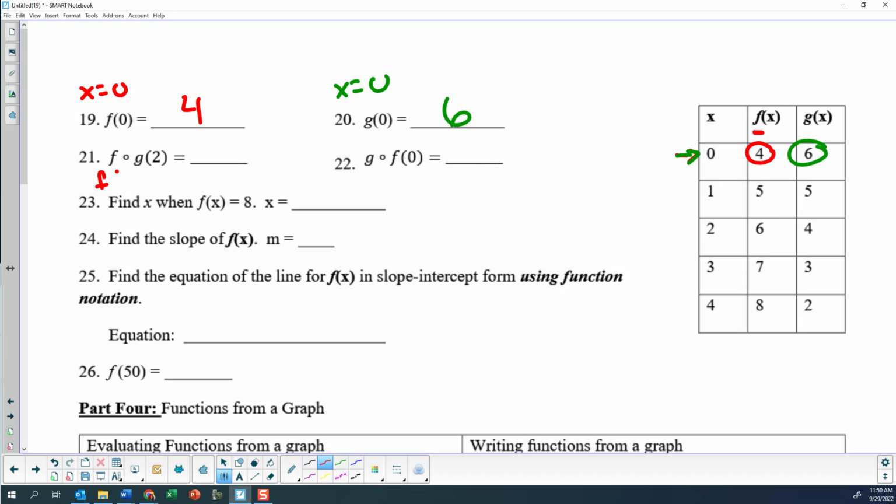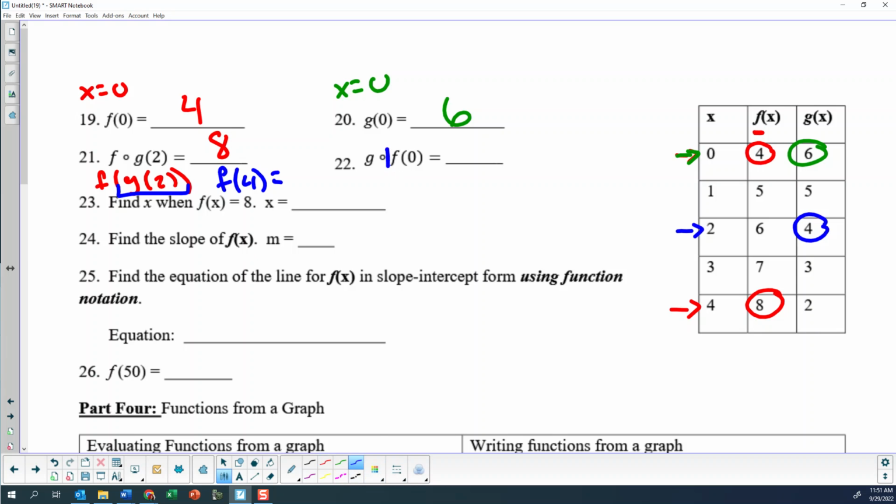This is f of g of 2. First, we want to find g of 2. So here's x equals 2. On the g function, this is 4. So now we want to look for f of 4. Find 4 for x, go to the f function, and your answer is 8.